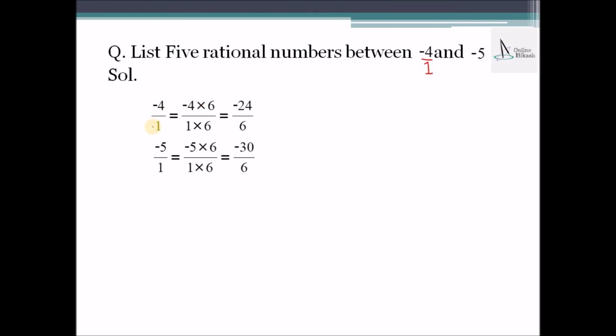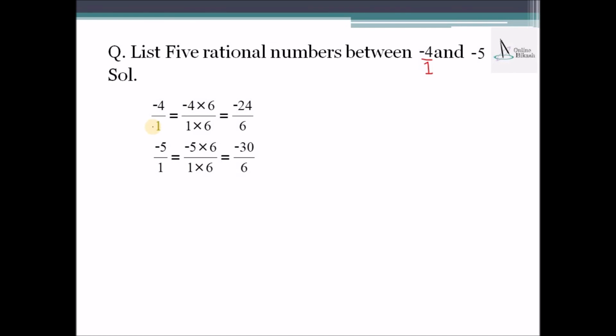Though we have a common denominator 1, it is very small. If you take that, you will not get any rational number in between them. Because between minus 4 and minus 5, can you find any rational number? In fact, no. So you have to enlarge it. I enlarged it, and 1 has become 6, so we got minus 24 by 6 and minus 30 by 6.